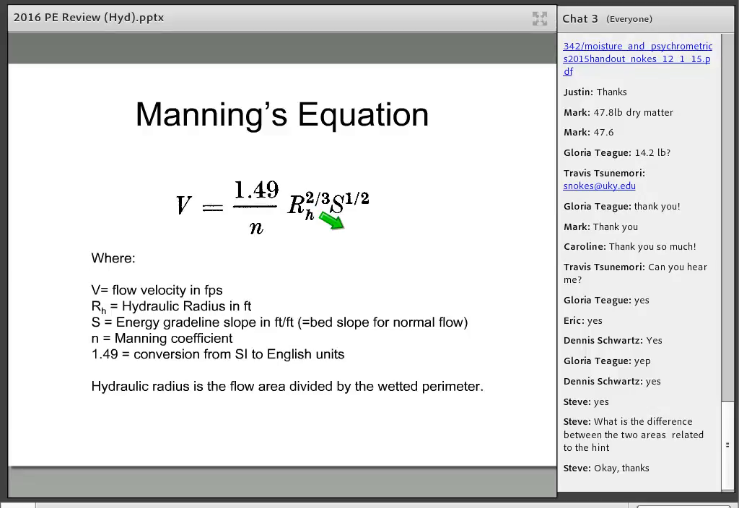Okay? Now, you heard me say English units throughout. If you're dealing with metric, SI units, flow in meters per second, there's no 1.49 because that's the unit conversion. Hydraulic radius would be in meters. Slope would be in meters per meter, which is the same.